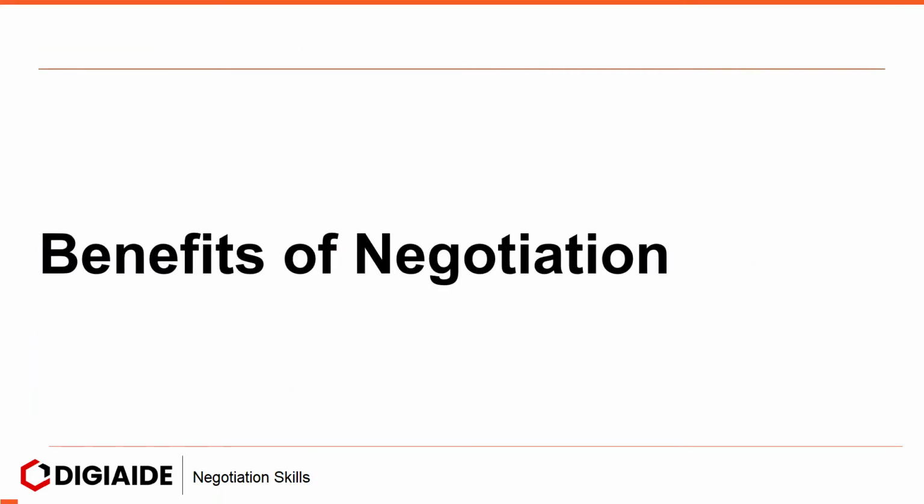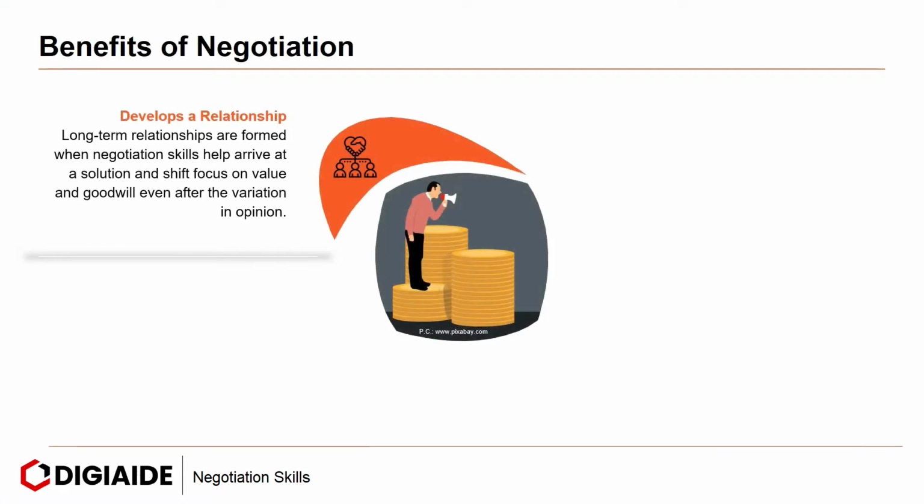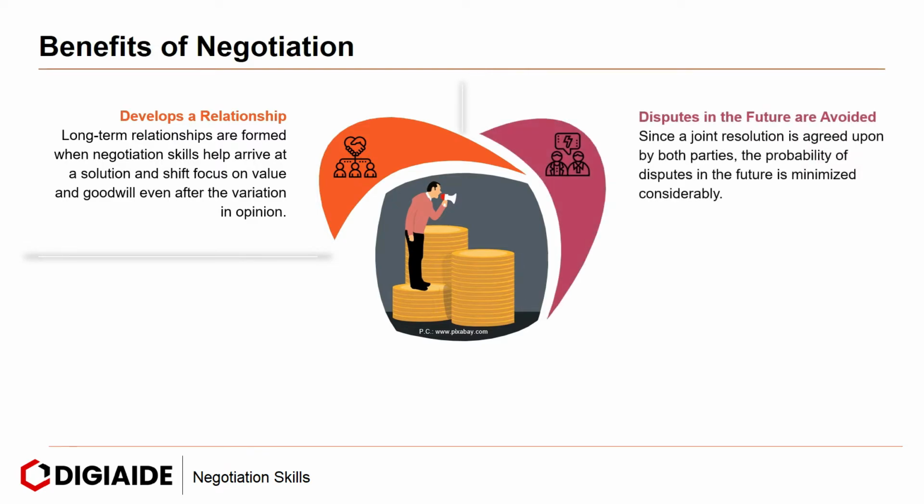Moving on to benefits of negotiation. First, develops a relationship. Long-term relationships are formed when negotiation skills help arrive at a solution and shift focus on value and goodwill even after the variation in opinion. Next, disputes in the future are avoided. Since a joint resolution is agreed upon by both parties, the probability of disputes in the future is minimized considerably.